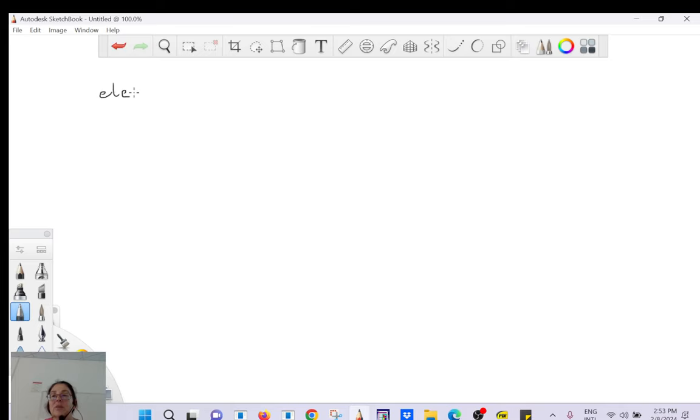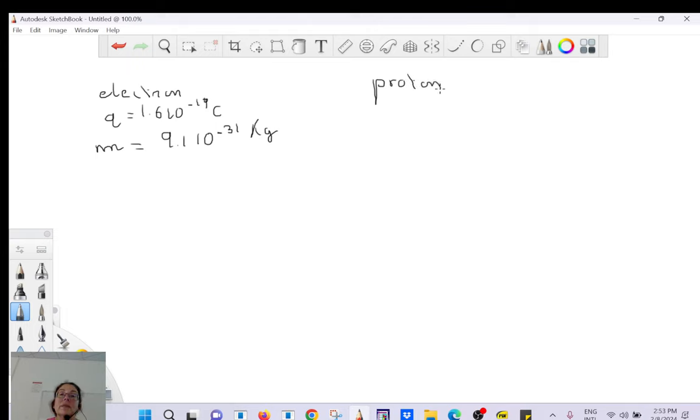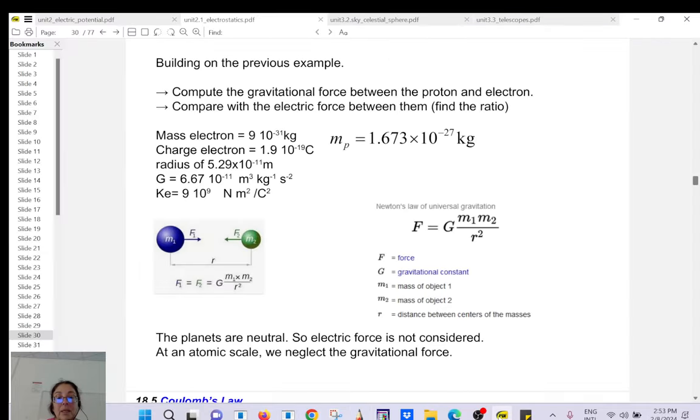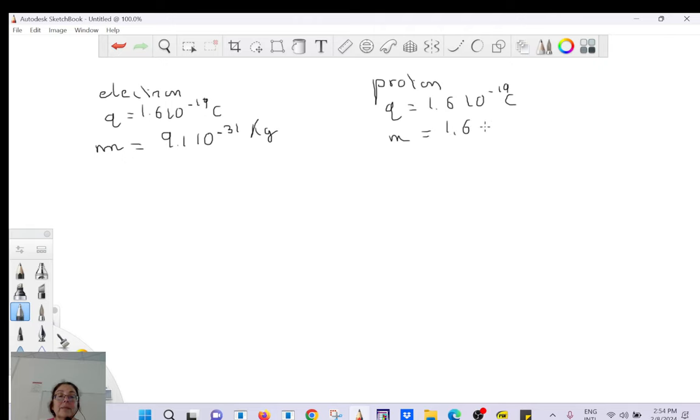So, the electron. What do we know about the electron? What's the charge of an electron? 1.6 times 10 to the negative 19. We are looking at the magnitude, so even though it's minus, I'm just going to write this. What else do we know? The mass of an electron, 9.1 times 10 to the negative 31 kilograms. What about the proton? The charge is the same, 1.6 times 10 to the negative 19. The mass is 2,000 times larger, 1.7 times 10 to the negative 27 kilograms.